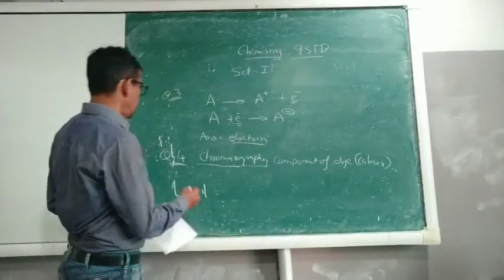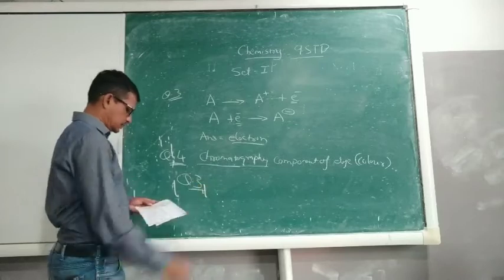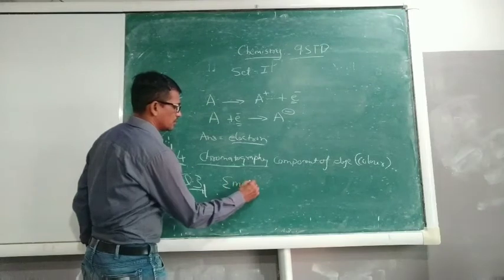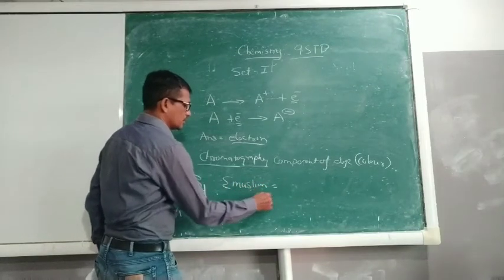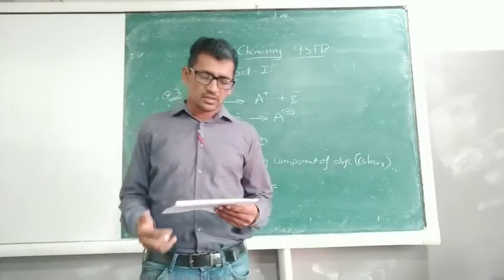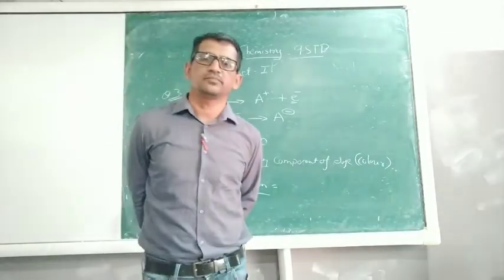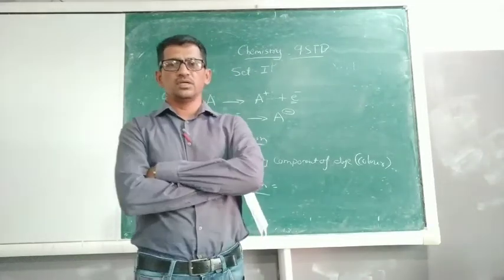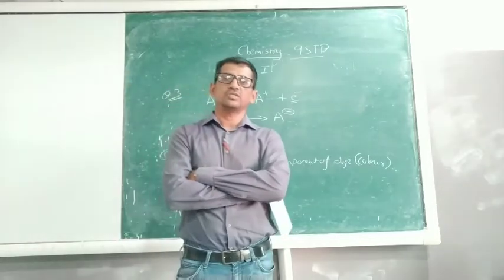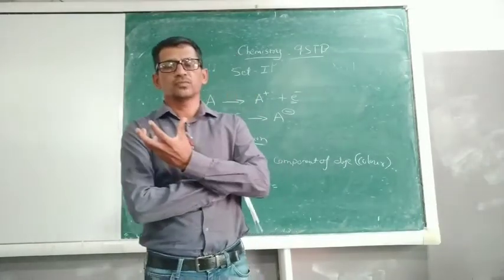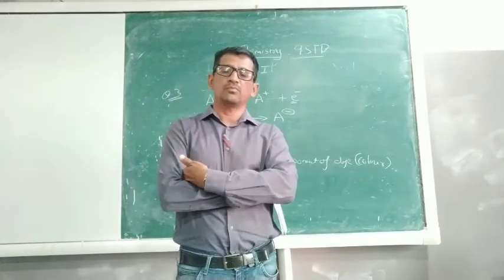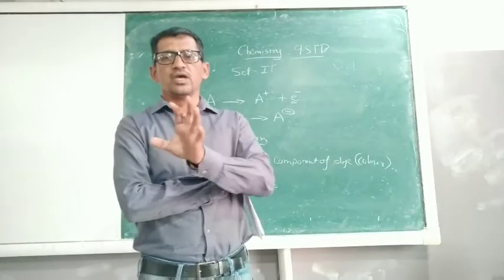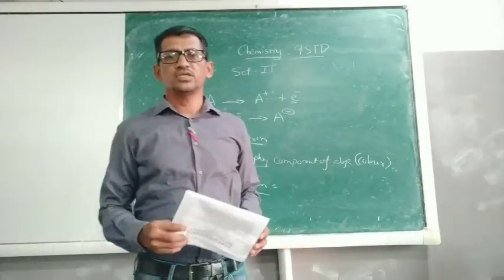Next is question number 8. Emulsion. For emulsion, we have to find the dispersion phase and dispersion medium. Dispersion phase means what? The component which is less in amount in the solution, and dispersion medium means solvent, the component which is in more amount. So less amount is known as dispersion phase and more amount is known as dispersion medium.